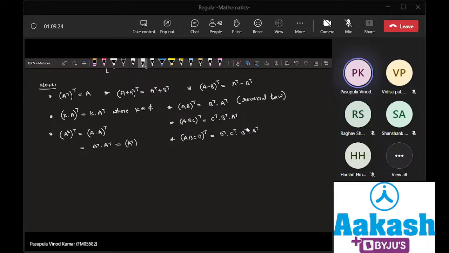A transpose whole square? Yes or no? Do you understand? So from this, A square transpose is equal to what? Square of A transpose, right? So therefore, what can we say? This is A power n whole transpose is equal to what? This is A transpose whole power n. Remember this property.